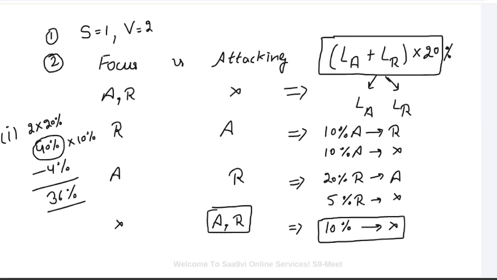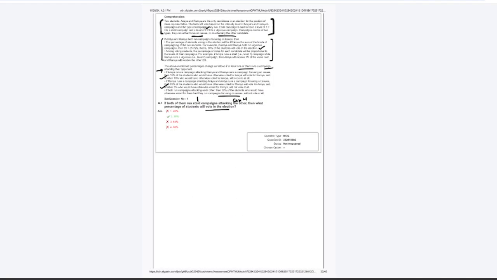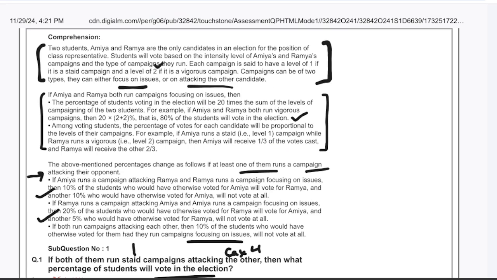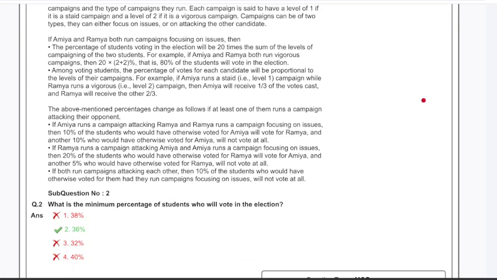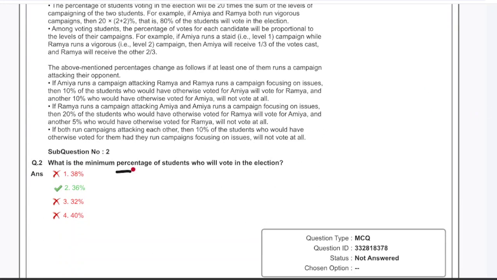Quite simple. I don't think LRDI was a challenge for the students. The answer is going to be 36%. Quite simple it was. The next question we have: what is the minimum percent of students who will vote in the election?